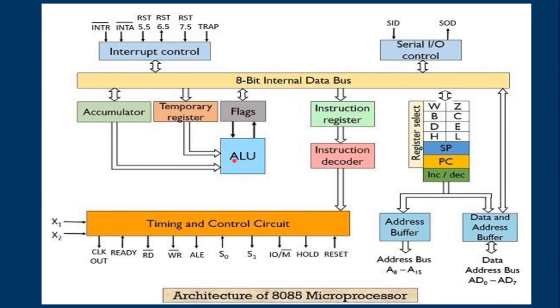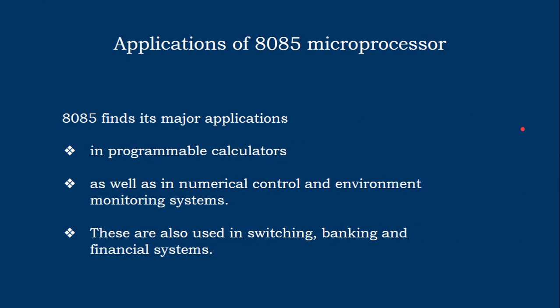And this is the ALU, which does the arithmetic operation and uses all the flags, temporary registers as well as the accumulator. And this is the interrupt control that helps to handle abnormal situations in the system, and this is the input and the output of the system. So that's all about the architecture of the microprocessor.